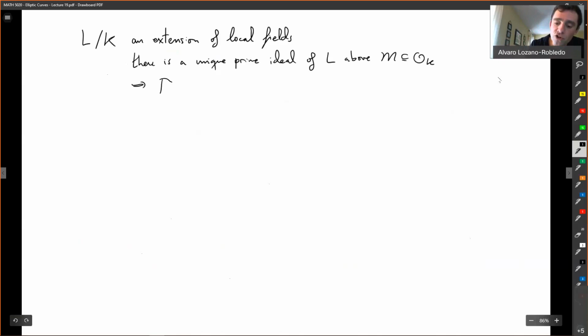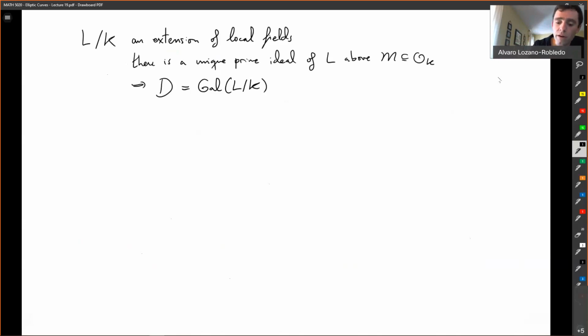So the decomposition group in that case is all of the Galois group, which is not the case in the case of number fields, not always the case. And then we can talk about some other extensions.